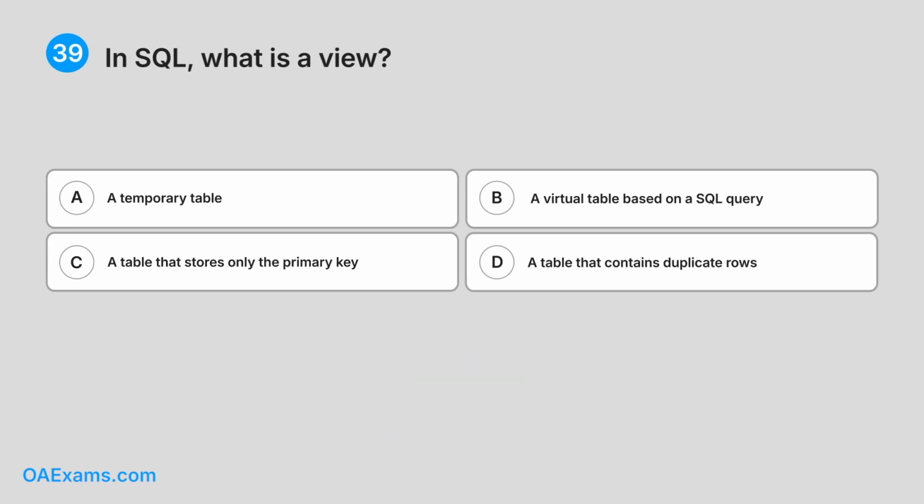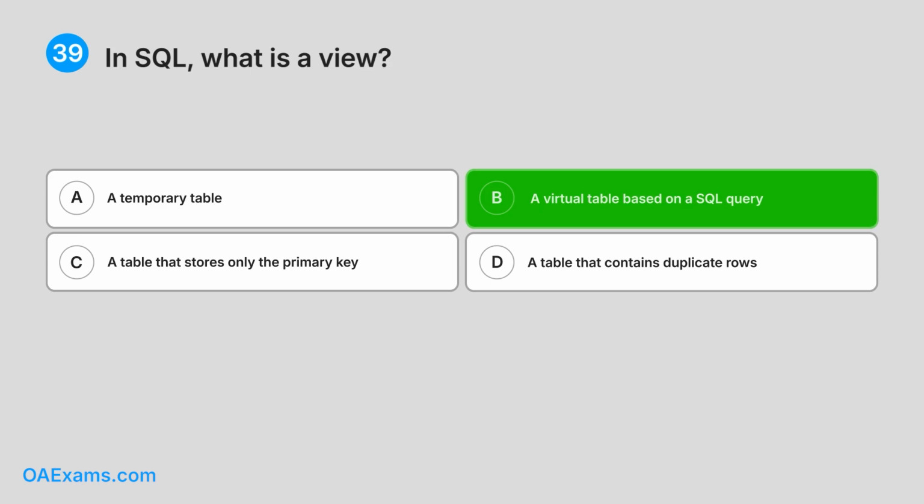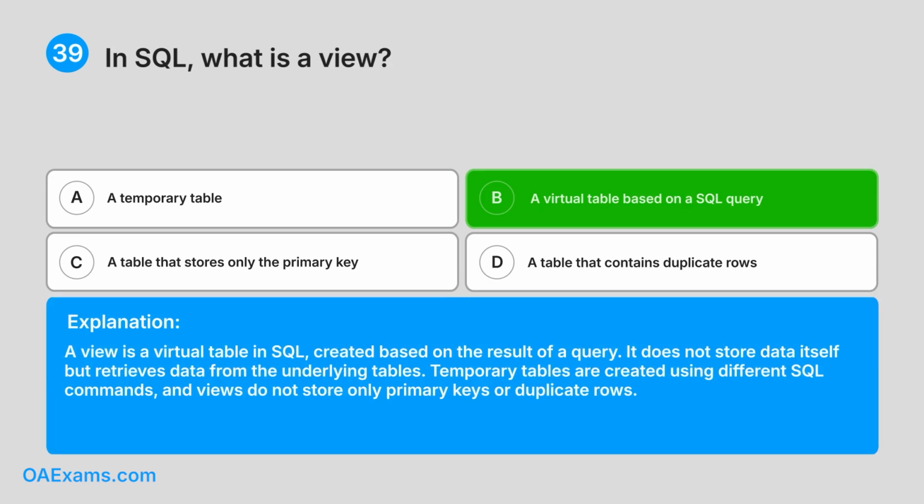Correct answer: B. A virtual table based on a SQL query. Explanation: A view is a virtual table in SQL, created based on the result of a query. It does not store data itself, but retrieves data from the underlying tables. Temporary tables are created using different SQL commands, and views do not store only primary keys or duplicate rows.